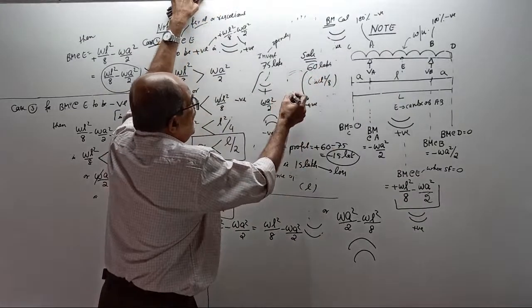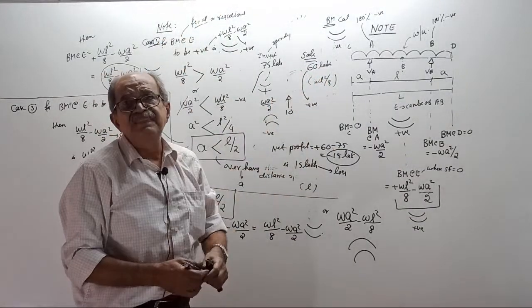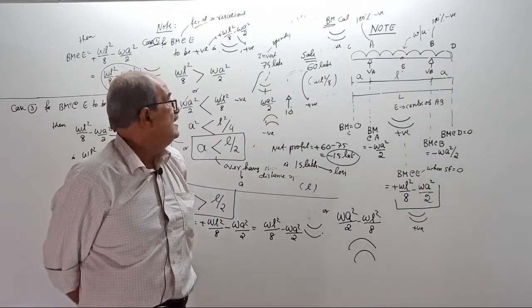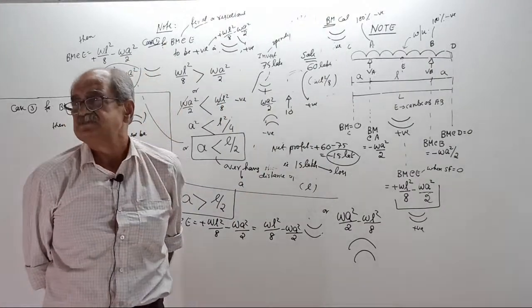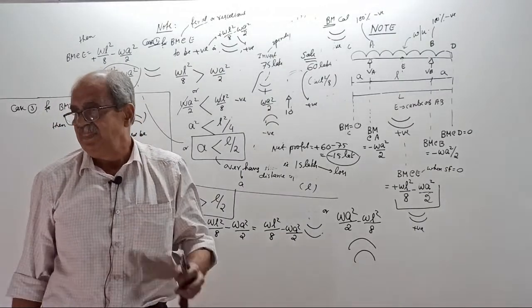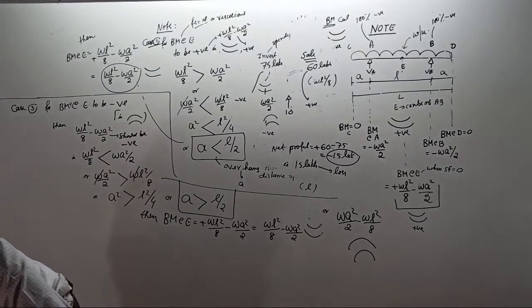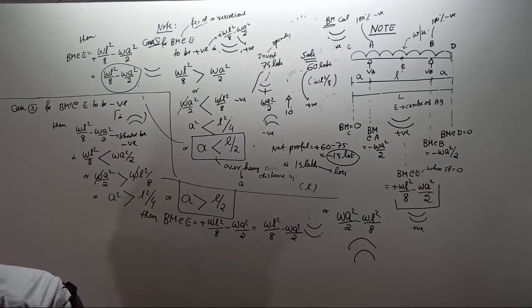Now, there is an upward force of 10. Tell me the net upward force. Answer. Net upward force, how much? I want the sign. Net upward force with sign. There is an upward force of 10 kilonewton. I want the answer with upward as positive.